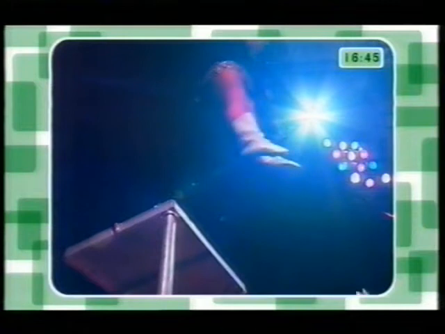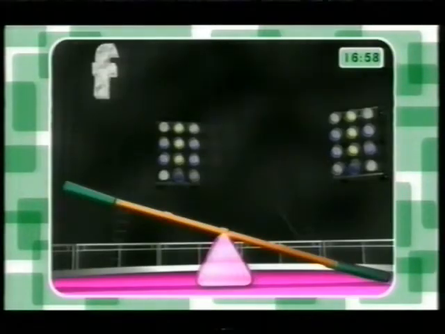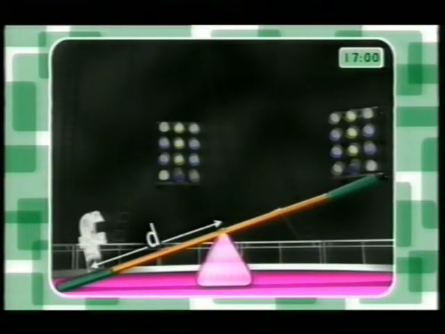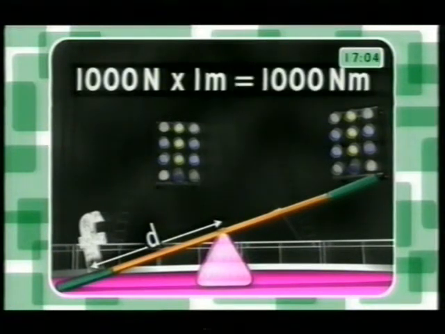Let's go back to just one acrobat. He has a mass of 100 kilograms, which means he lands with a force of 1,000 newtons at a distance of 1 metre from the pivot. The turning effect is 1,000 newtons times 1 metre, which is 1,000 newton metres.